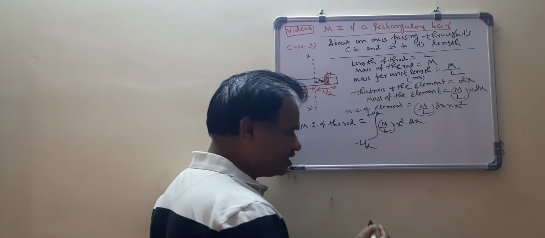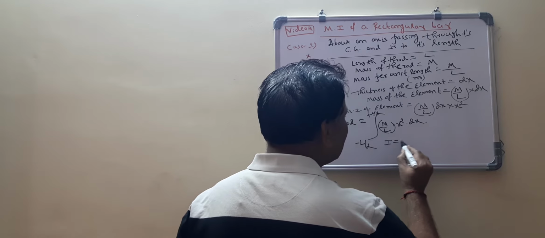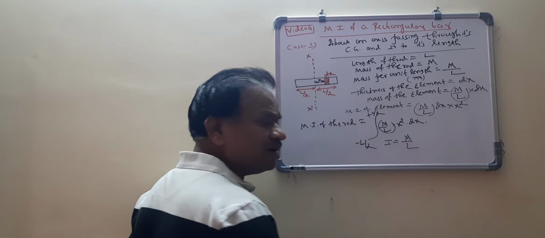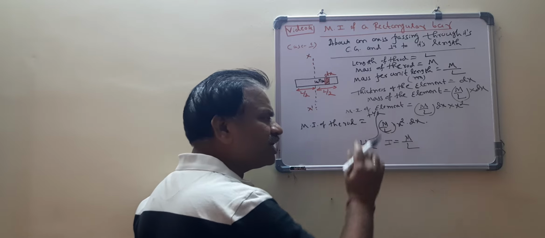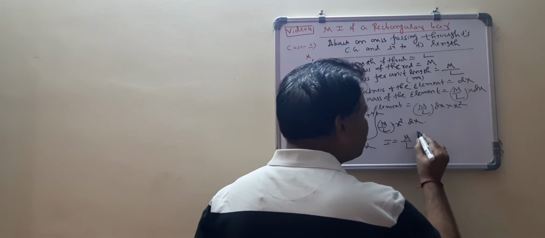Here M by L is a constant. Now I am writing I equals M by L, integration of x square into dx, which equals x cube by 3, with lower limit minus L by 2 and upper limit plus L by 2. I think you understand. M by L is the constant. What is left within the integration? x square into dx, which equals x cube by 3. Now substitute the upper limit and lower limit.